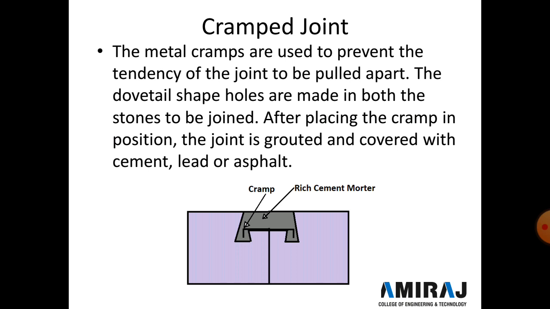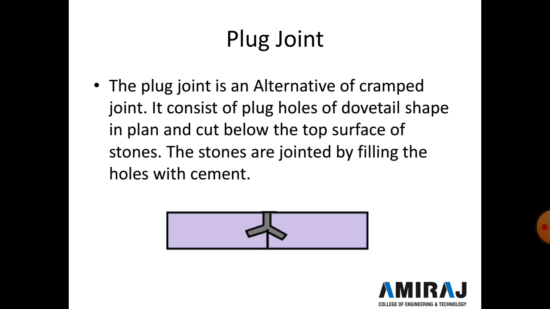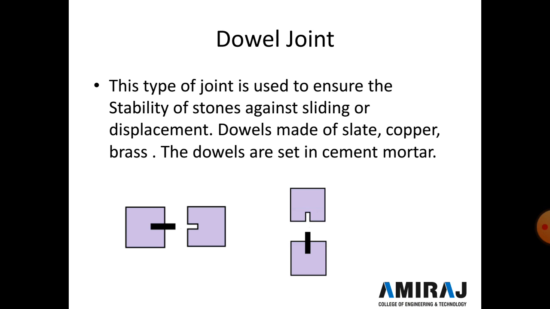Next type of the joint is a plug joint. The plug joint is an alternative to the cramp joint. It consists of a plug hole of a dovetailed shape in plan and cut below the top surface of the stone, and the stones are jointed by filling the holes with cement. And next is a dowel joint. This type of joint is used to ensure the stability of the stone against sliding or displacement. Dowels are made of slate or copper or brass. The dowels are set in cement mortar.